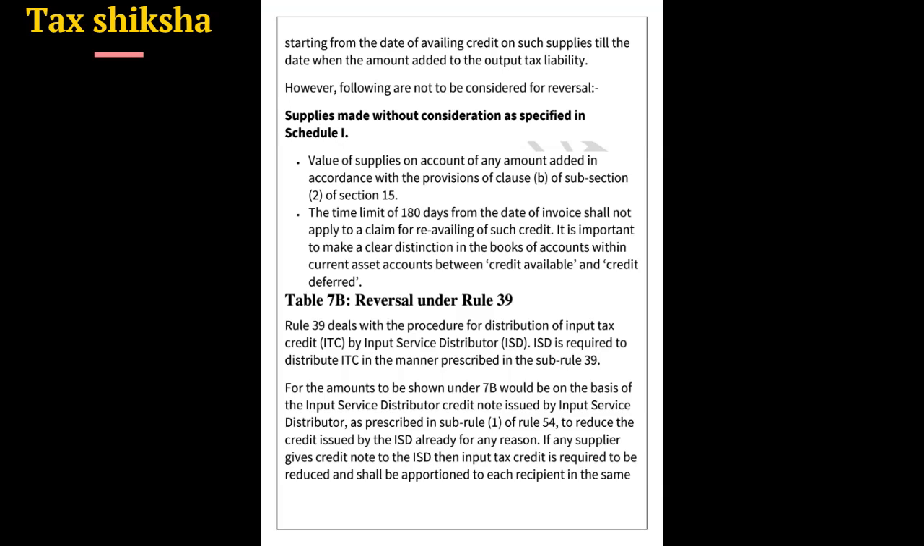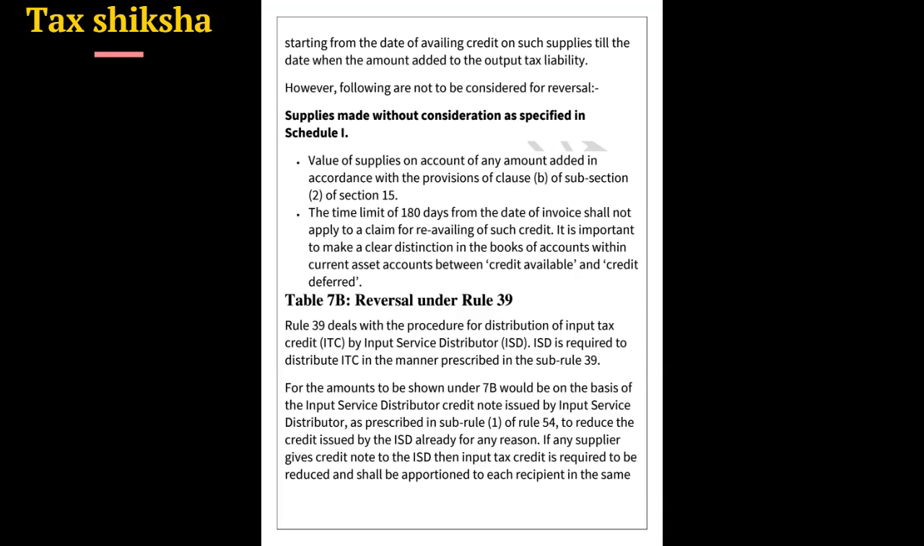It is important to make a clear distinction in the books of accounts within current asset accounts between credit available and credit deferred. Table 7B, Reversal under Rule 39. Rule 39 deals with the procedure for distribution of input tax credit, ITC, by Input Service Distributor, ISD. ISD is required to distribute ITC in the manner prescribed in Subrule 1 of Rule 39.